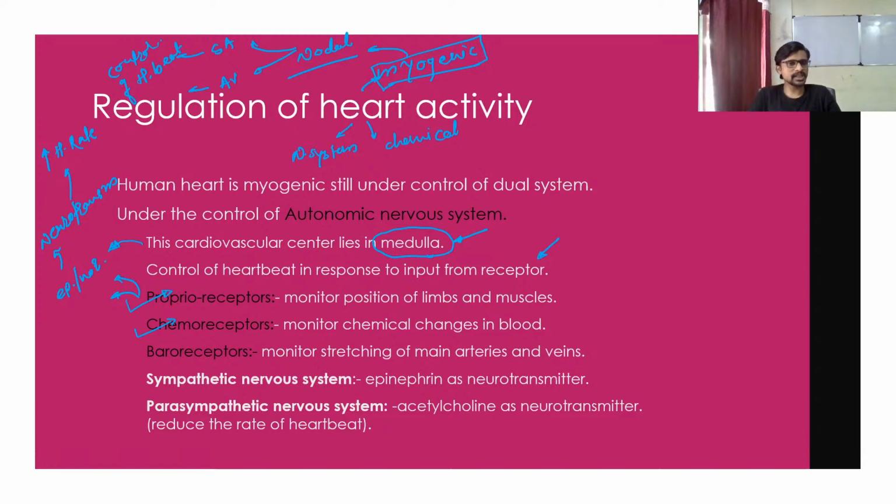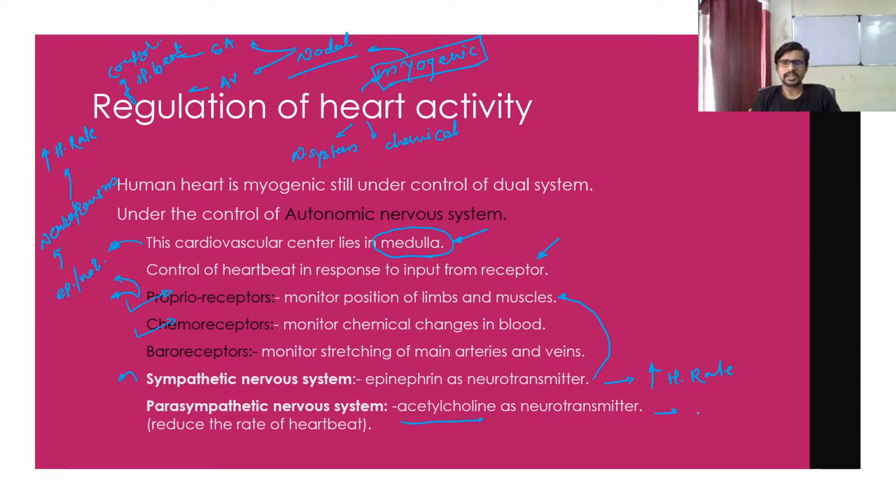Then we have the second, the sympathetic and parasympathetic nervous supply. In the sympathetic nervous supply, epinephrine, which is a neurotransmitter, works the same way as the proprioceptor, which monitors the position of a limb. Epinephrine acts as a neurotransmitter. In the parasympathetic nervous system, acetylcholine is there. Here, in the sympathetic nervous system, heart rate increases.